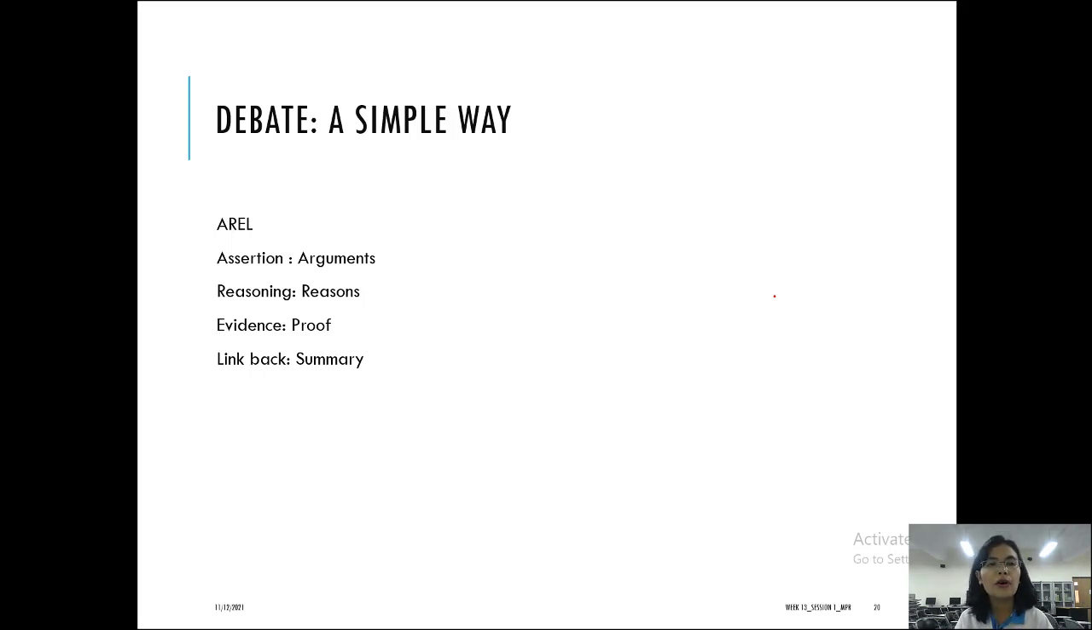There are four structures that you can follow using ARE: assertion, reasoning, evidence, and link back. So what does assertion mean? Assertion is when you state your argument, and then the reasoning is the reasons why you make this argument. Then you give proof, the evidence, and then you link back again. You kind of summarize: that is why I believe blah blah blah.